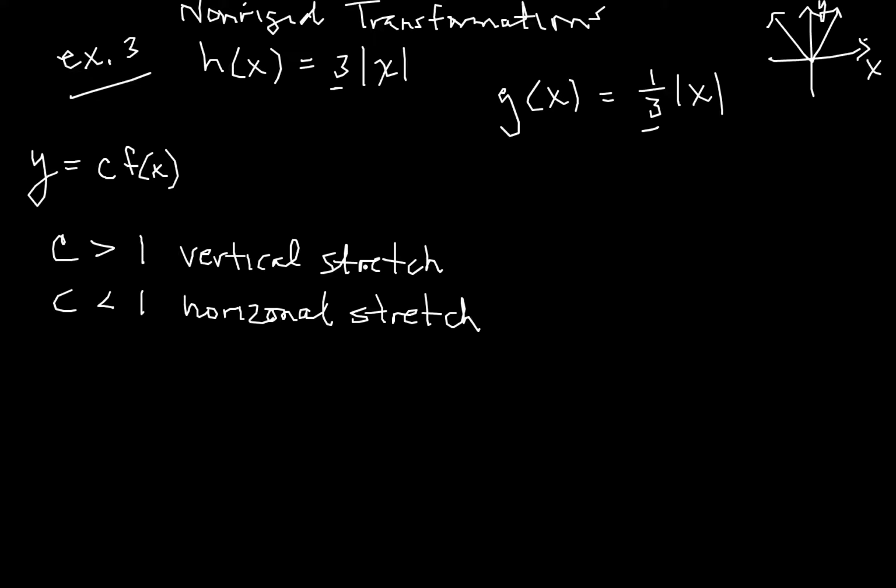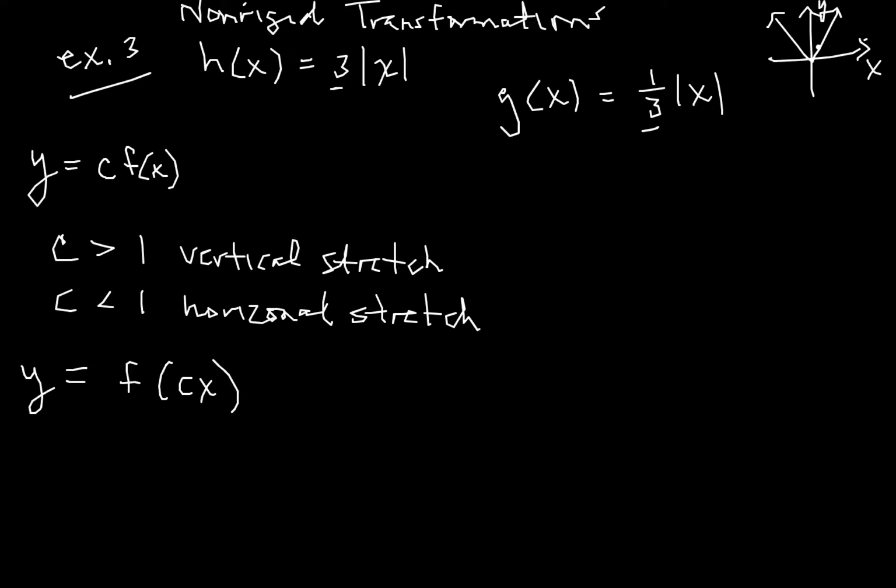And if it's inside, we have a horizontal shrink and a horizontal stretch. So if it's inside of the function, let's see, how did they write this? So if you have y equals f of cx, that's going to cause a horizontal shrink and a horizontal stretch. Yikes. Okay, so you don't have to do these too often, but if it's going to be a c outside, it's going to be a vertical stretch.